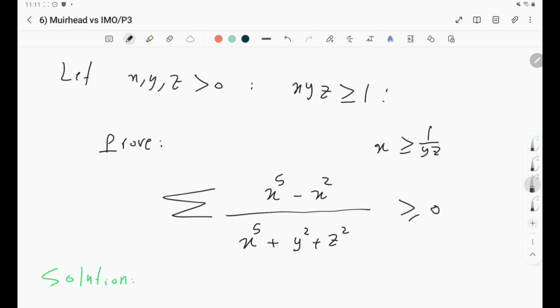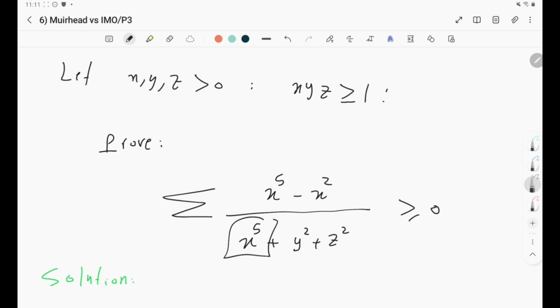So we can just say x is greater than 1 over yz from here. And we can take this x to the 5, make it x to the 4 times x. And if we apply this now, we're making it x to the 4 over yz. So now this thing here is degree 2. And this is degree 2, so this is perfect. Okay, so this is a great trick here.